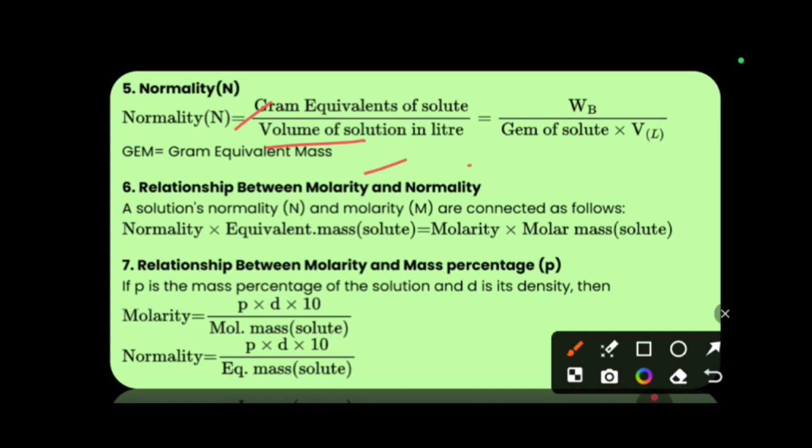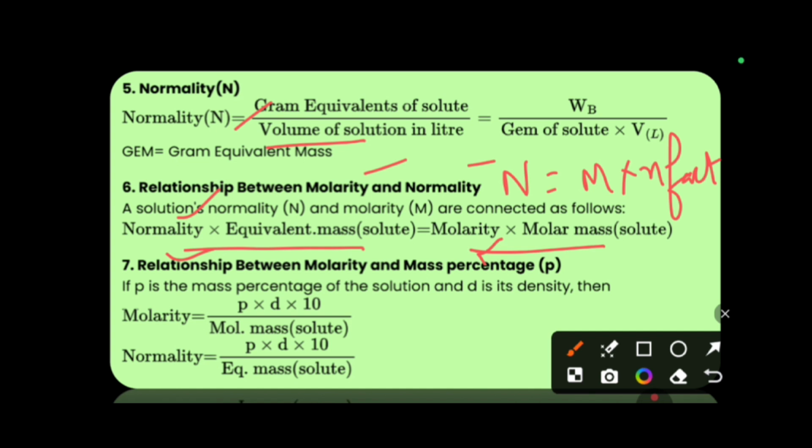Relationship between molarity and normality. What is the relation? It is very, very important. Normality is equal to molarity into n factor. This is the relation of normality and molarity. But you can also connect normality with molarity this way: normality into equivalent mass is always equal to molarity into molar mass. Suppose normality is given to you, you can calculate the molarity this way also.